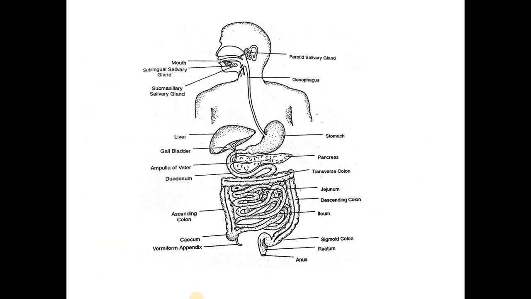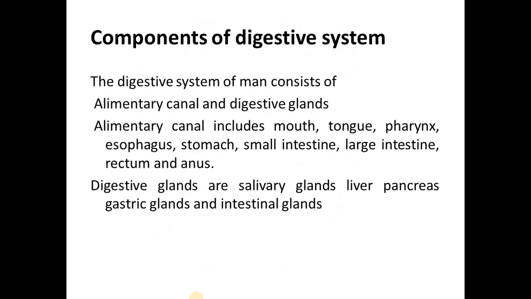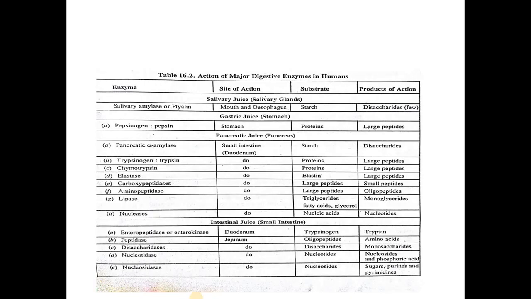This is the digestive system, which starts from the mouth, salivary gland, pharynx, esophagus, stomach, small intestine, large intestine, rectum and the anus. The components of the digestive system consist of the alimentary canal and digestive glands. The alimentary canal includes the mouth, the tongue, pharynx, esophagus, stomach, small intestine, large intestine, rectum and the anus, whereas the digestive glands are the salivary gland, the liver, the pancreas, the gastric glands and the intestinal glands.